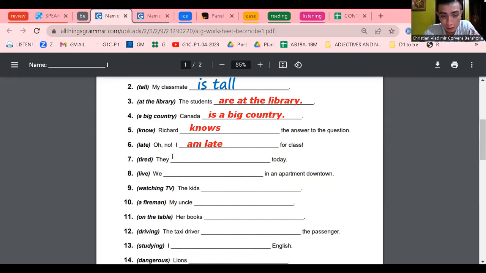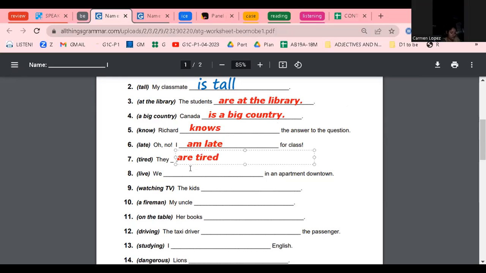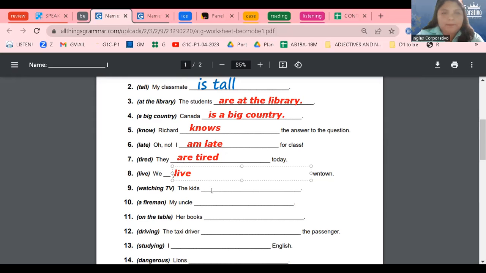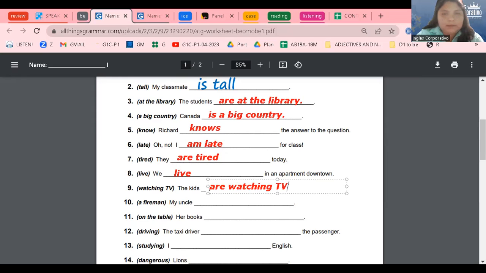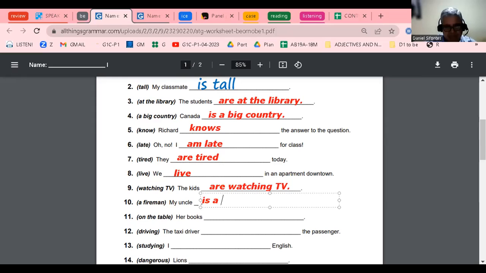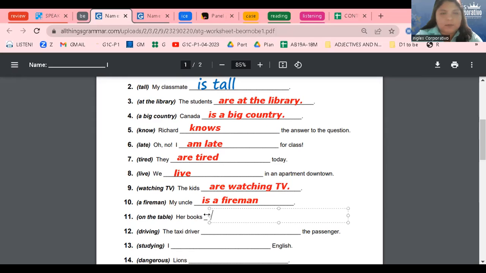They are tired today, están. We live. Okay, we live in an apartment downtown. Okay, watching TV. The kids. Plural. Watching TV. Okay. A fireman, my uncle is a fireman. Okay, is a fireman. Okay, well done. Her books are on the table. Okay, perfect.